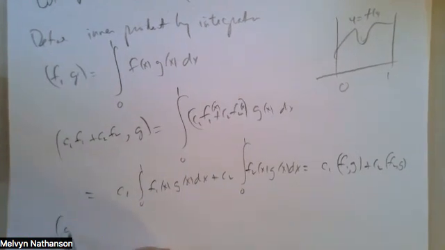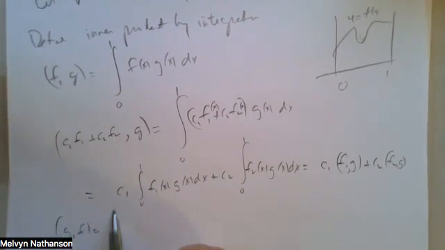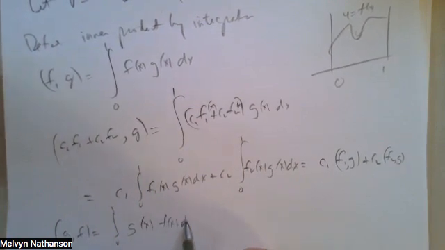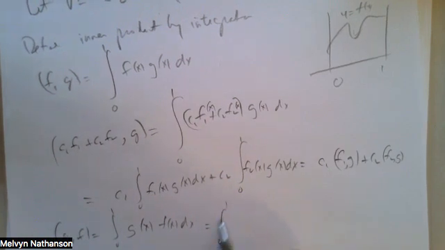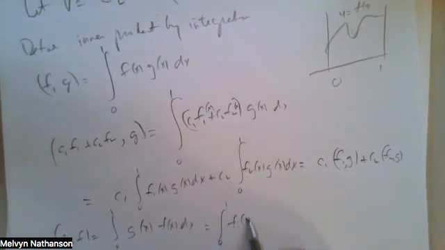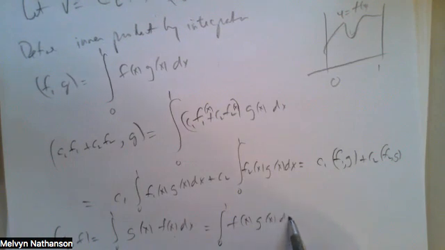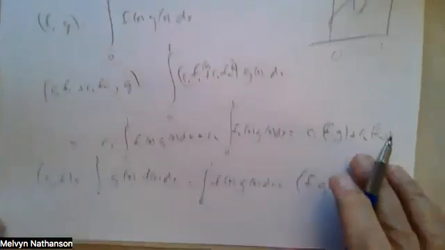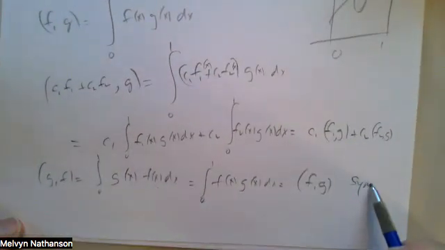If I take the inner product of g and f, this is the integral from 0 to 1 of g of x, f of x dx. This is the same as the integral from 0 to 1 of f of x, g of x. So this is the inner product of f and g. So this inner product is symmetric.